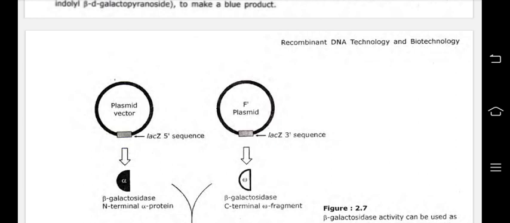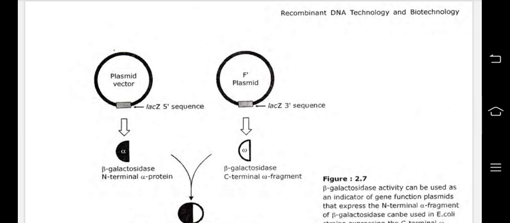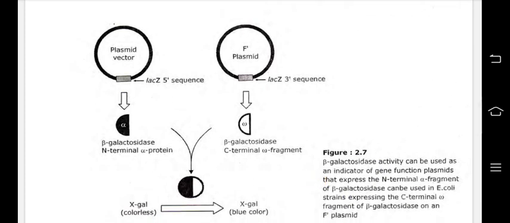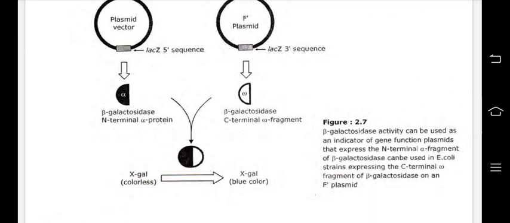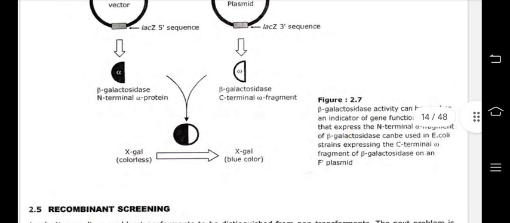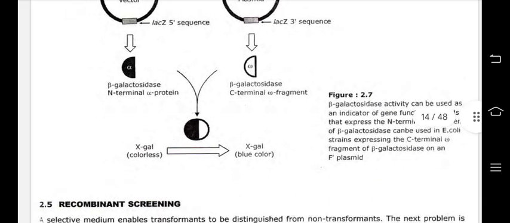Plasmid vector, LacZ 5' sequence, F' plasmid, LacZ 3' sequence, beta galactosidase N-terminal alpha protein, then beta galactosidase C-terminal omega fragment, X-gal colorless, X-gal blue color. Beta galactosidase activity can be used as an indicator of gene function. Plasmids that express the N-terminal alpha fragment of beta galactosidase can be used in E. coli strains expressing the C-terminal omega fragment of beta galactosidase on an F plasmid.